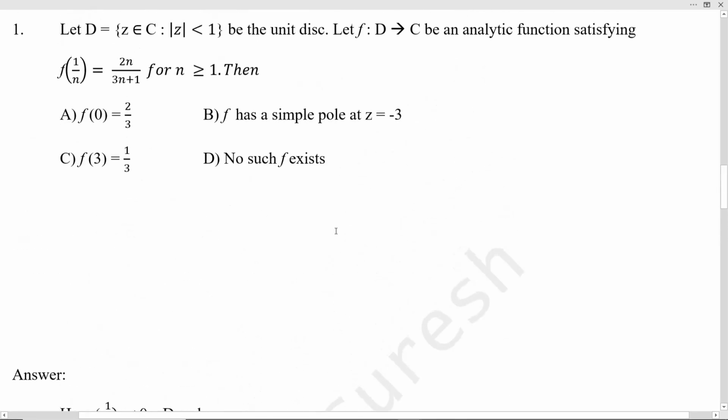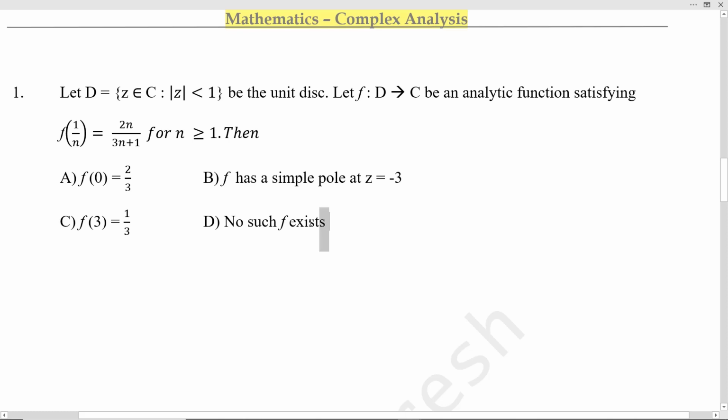The final option says no such f exists. They exist; that's why you can find out all these values. So this option is incorrect. Only options A, B, C are correct.